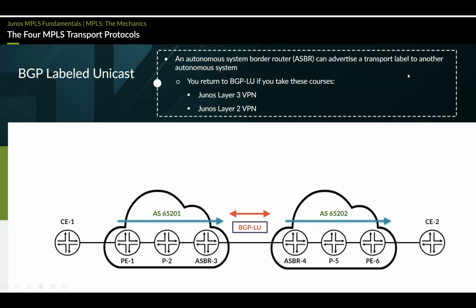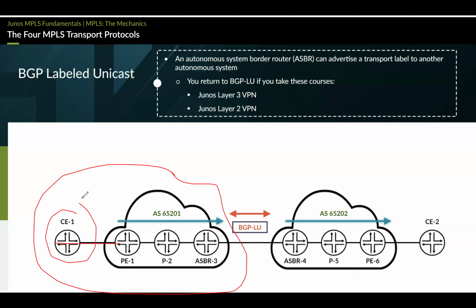So considering here, this is one service provider, and this service provider connects one customer, Customer 1, location 1. This is another service provider connecting the same customer's site B. You can say this is site 1 and this is site 2.